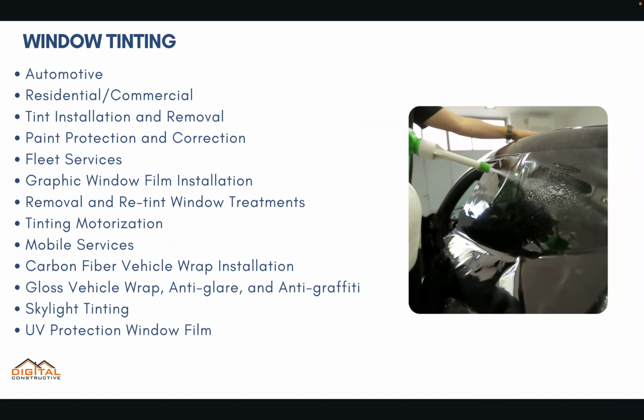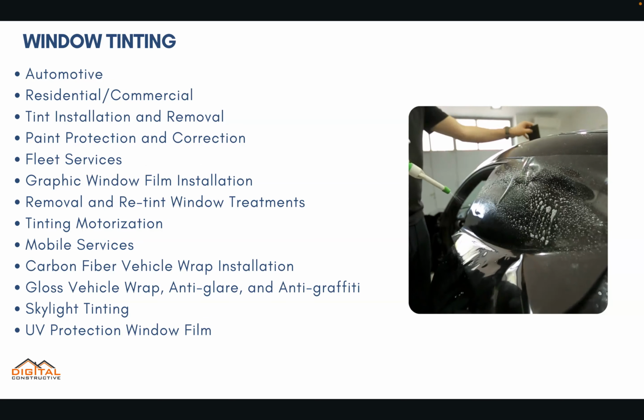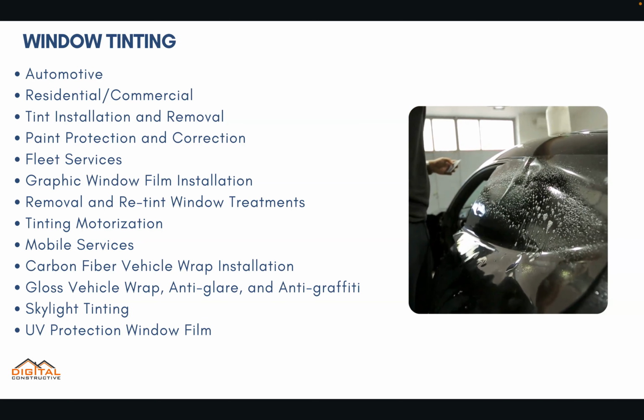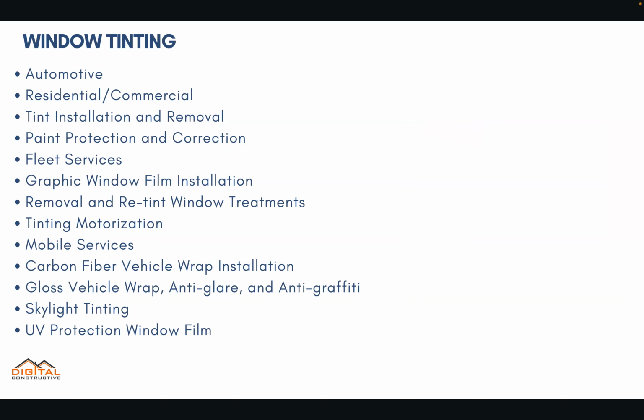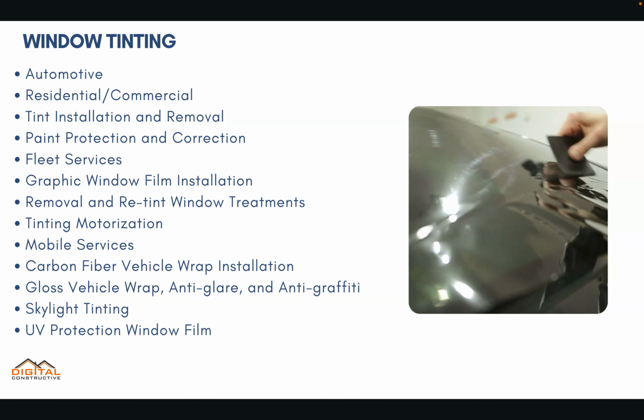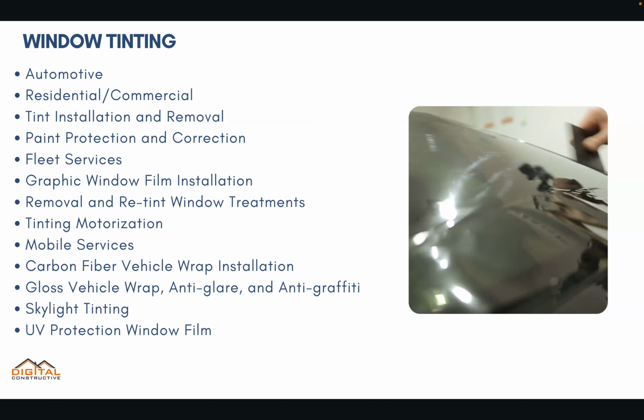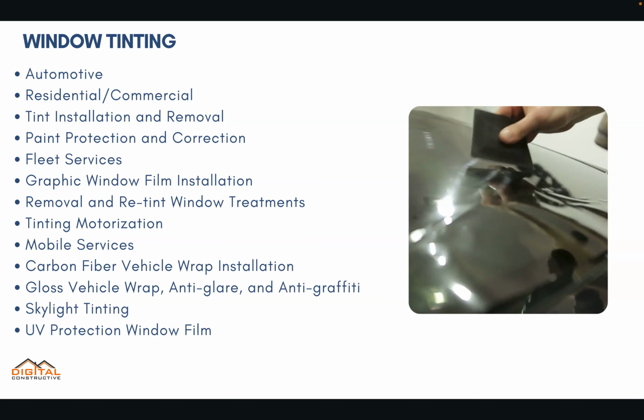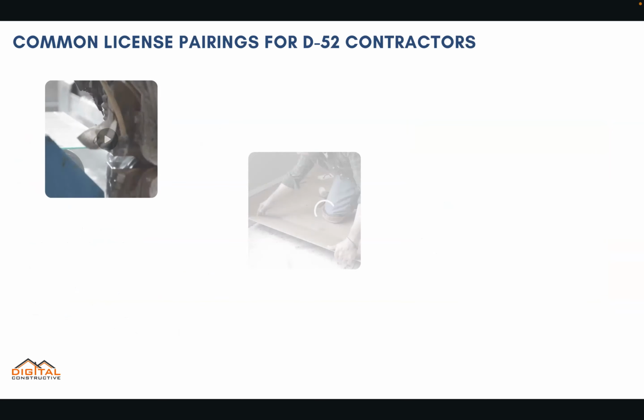Next, you have window tinting. So a big service offered by contractors that hold this license is window tinting. So this could also, generally it's automotive window tinting, but it can also be residential and commercial tint installation and removal, paint protection and correction, for fleet services, graphic window film installation, mobile services, and things like that.